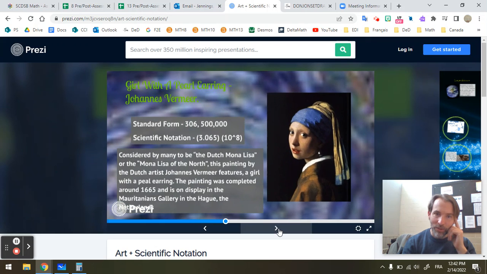What's the next one? So here, we expect this one to be 3.065, and it is times 10 to the 8, because they all have the same number of digits. So that's going to tell us how many times we need to move that decimal place. Okay, and this is just a multiplication. Scientific notation is just multiplication and bedmas, but it's a very efficient way of writing numbers.